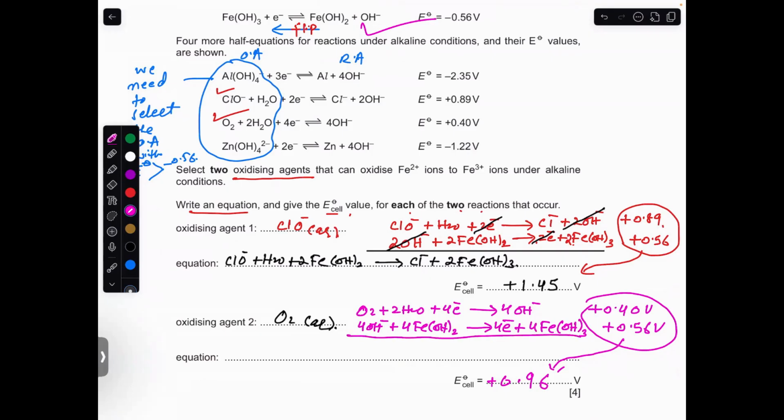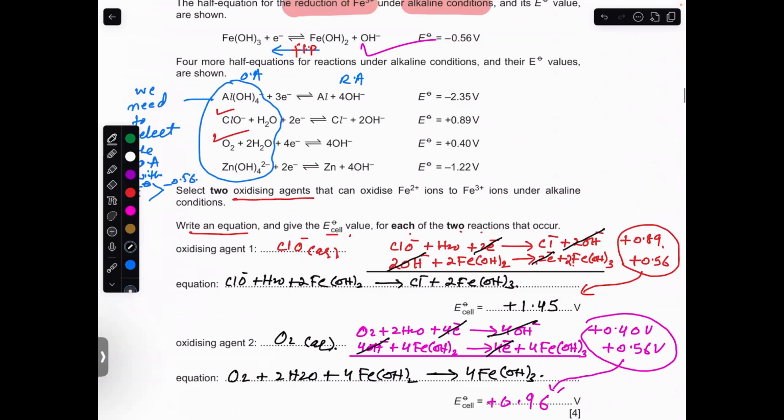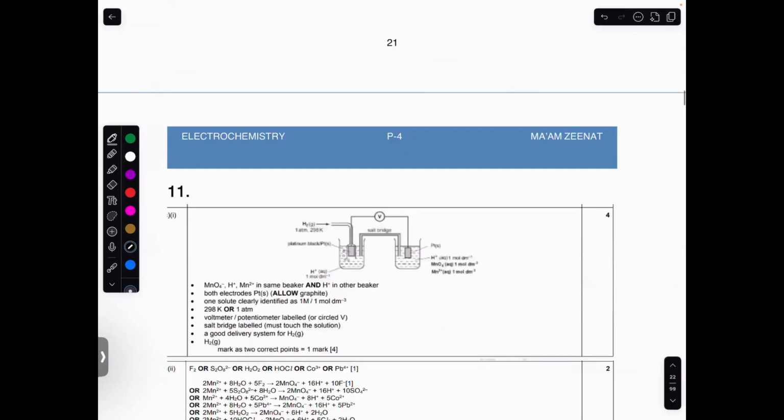And the overall equation: 4 electrons same, 4 OH same. So what is left? O2 plus 2 water plus 4 Fe(OH)2, making 4 Fe(OH)3. I hope you understand this question. Next.